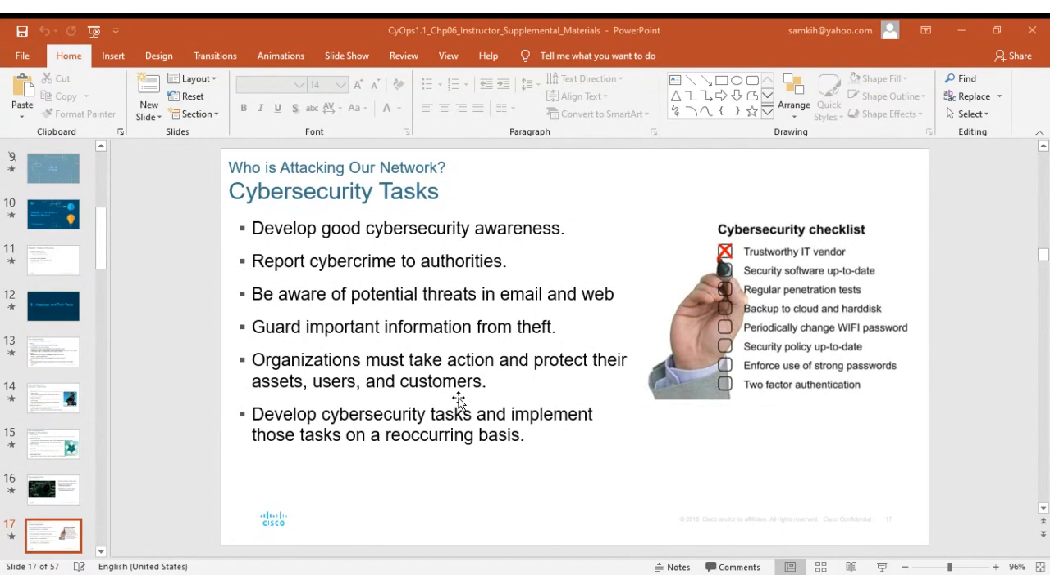The other one is to report cybercrimes to authorities. And here maybe some of you could be asking, where do I report? If I report to the police, probably the police do not have enough intelligence. Maybe some of our police do not have up to date technology.